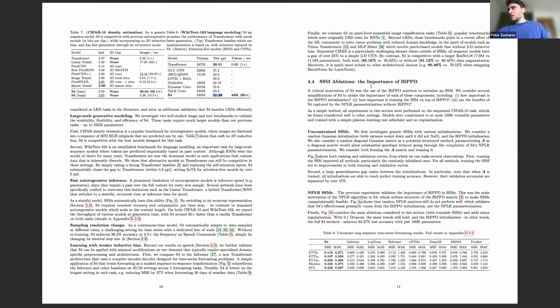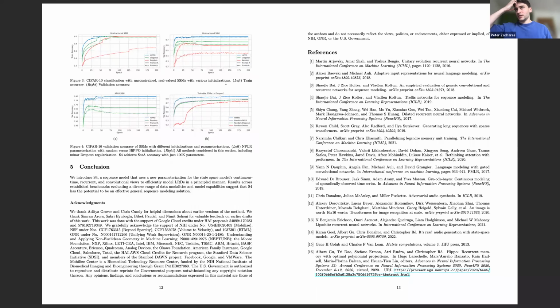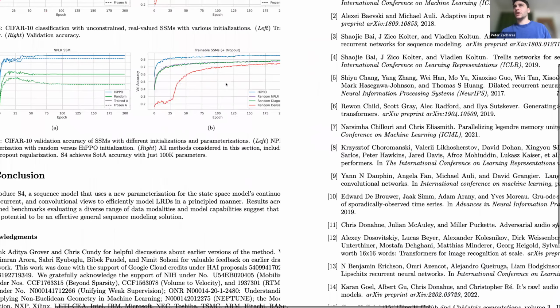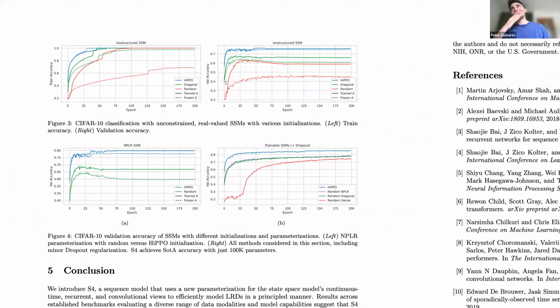So, I don't really have to go through the text. I can just show you these charts because I think they're a good way of looking at it. Over here, one of the things they want to test is, as I said, one of the key ideas behind it is using this Hippo Matrix, which has a proven guarantee that it can memorize long input sequences. Is using this matrix useful versus using a randomly initialized matrix or a diagonal matrix, and is training the matrices in your state space useful?